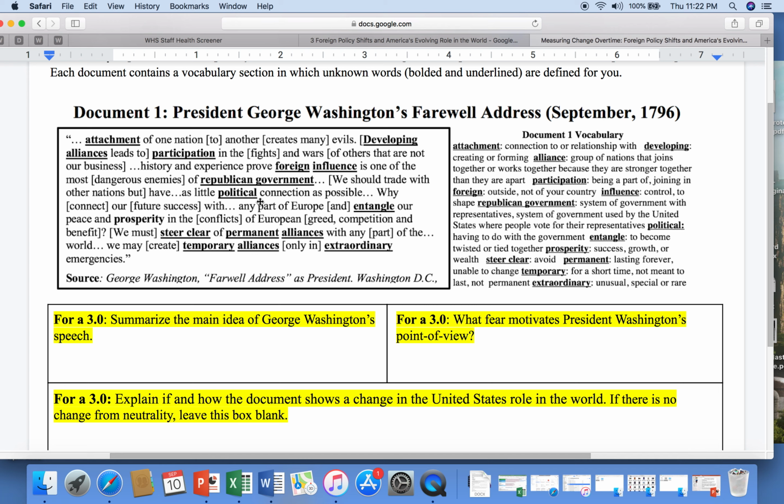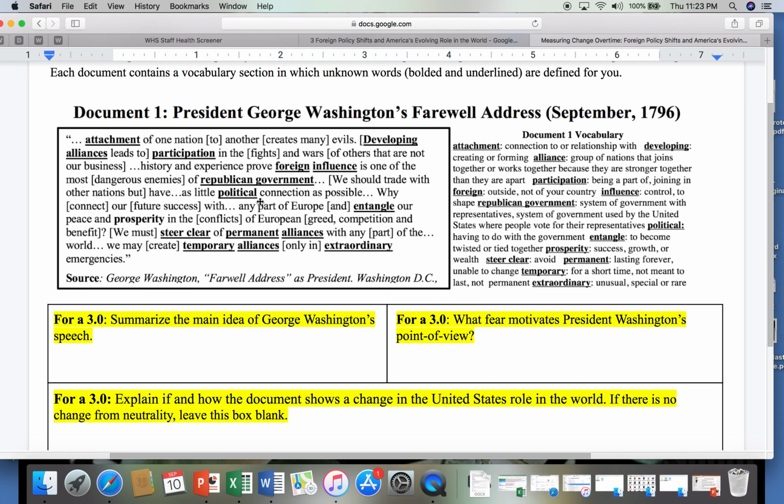Why connect our future success with any part of Europe and entangle our peace and prosperity in the conflicts of European greed, competition, and benefit? We must steer clear of permanent alliances with any part of the world. We may create temporary alliances only in extraordinary emergencies."